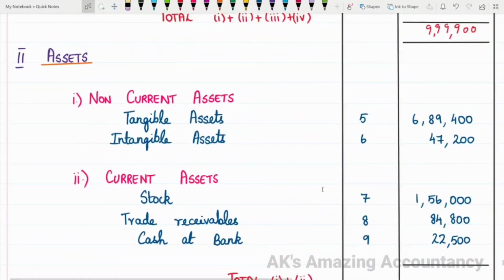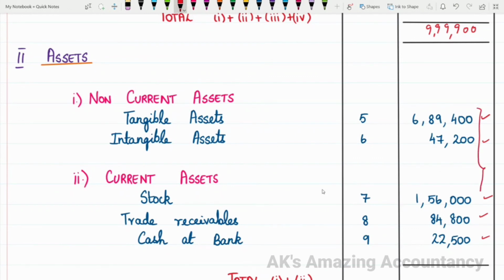Now let us proceed with the next heading, assets. Under assets, first we'll be having non-current assets. Under non-current assets, tangible assets, note number 5, 6,89,400. Intangible assets, note number 6, 47,200. Then we have current assets. Under current assets, we have stock, note 7, 1,56,000. Trade receivables, note 8, 84,800. Cash at bank, note 9, 22,400.